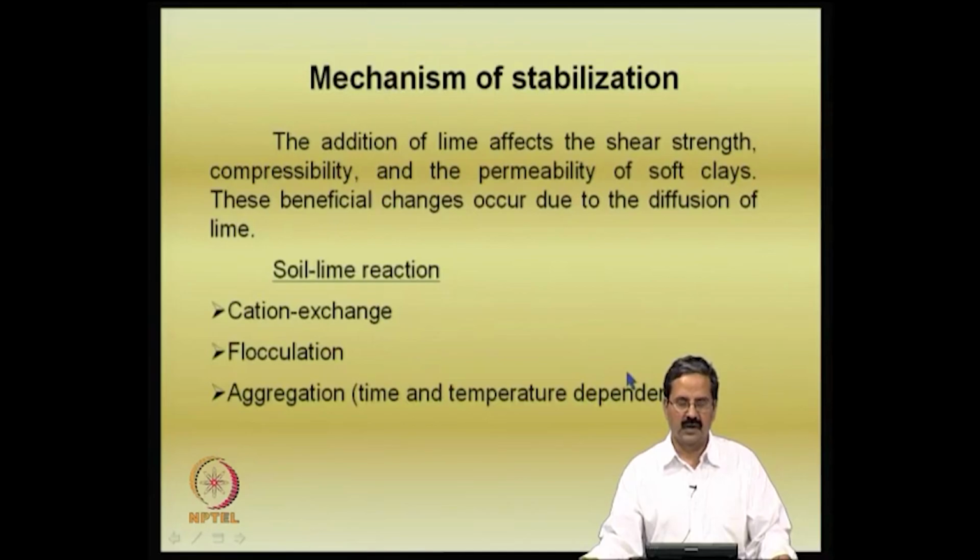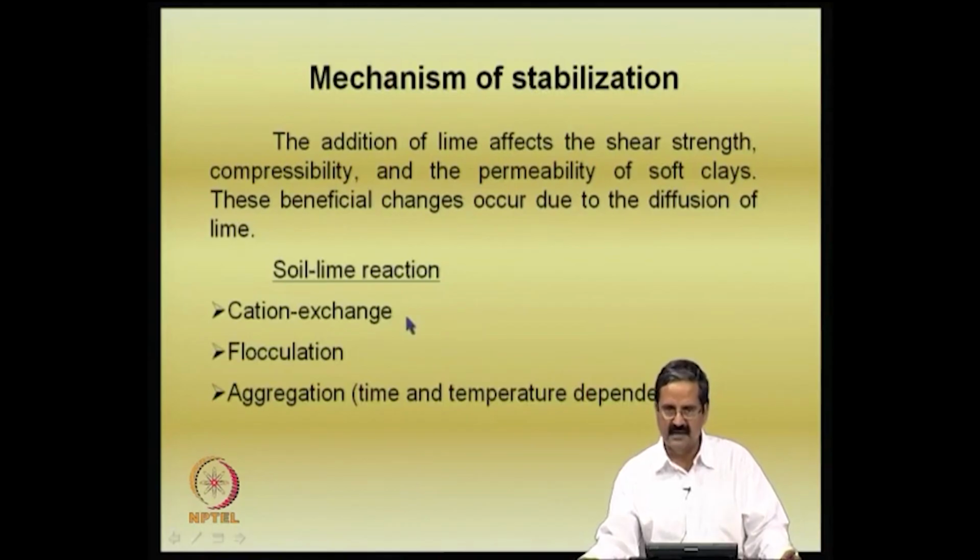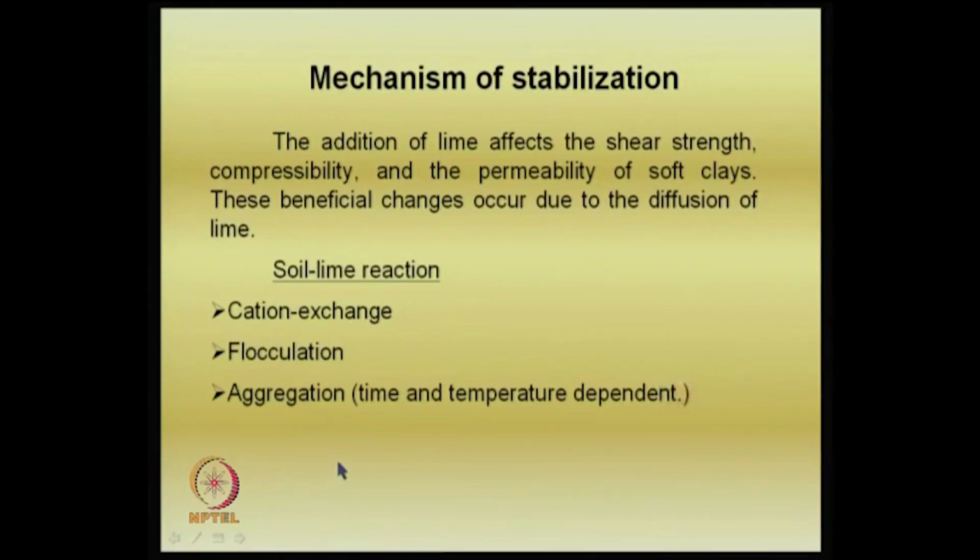So, what we should see is what the mechanisms are. As I just said, the mechanism results in improvement of shear strength, compressibility and permeability. So, what are the reasons or mechanisms? There are a couple of issues here. One, we call it cation exchange capacity or cation exchange; we call another one flocculation; and the other one aggregation. This aggregation is essentially a function of time and temperature.